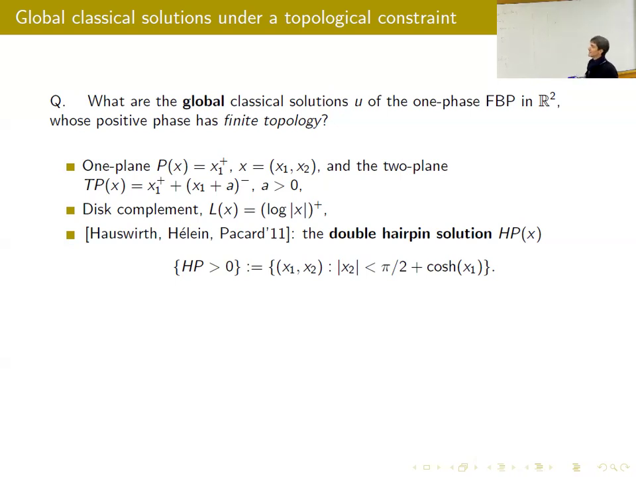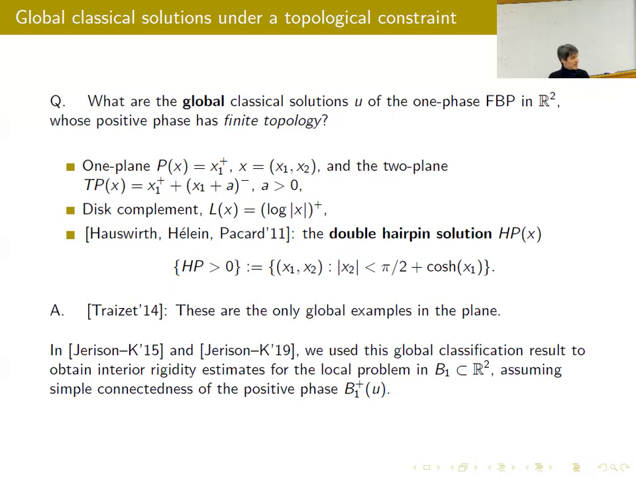Okay. So now you have these solutions, and Hauswirth, Hélein, and Pacard conjectured that these are the only ones in R2 with finite topology. And it turns out this is true, and it was proved by Traizet.